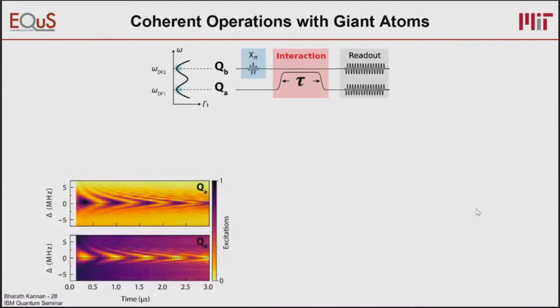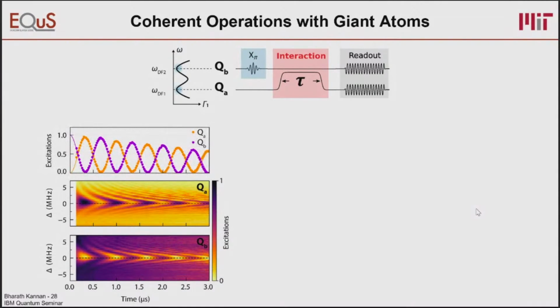And indeed, when we do this measurement in the time domain, you get the standard chevron pattern showing the swaps between the two qubits, indicating this exchange interaction. And if you look at the point where qubit A is brought exactly onto resonance with qubit B, you can see the exchange of the excitation back and forth between the two qubits.